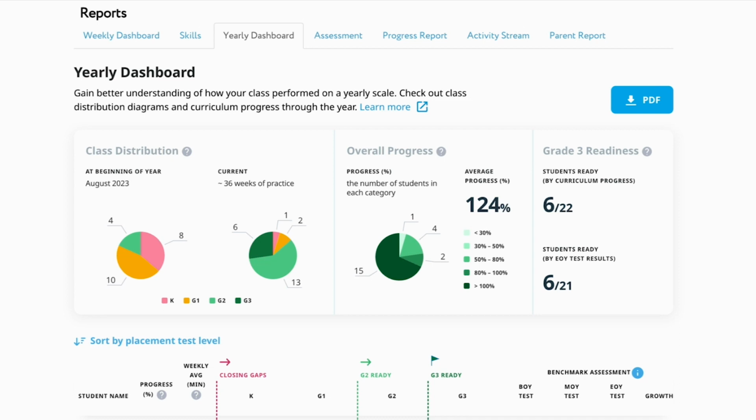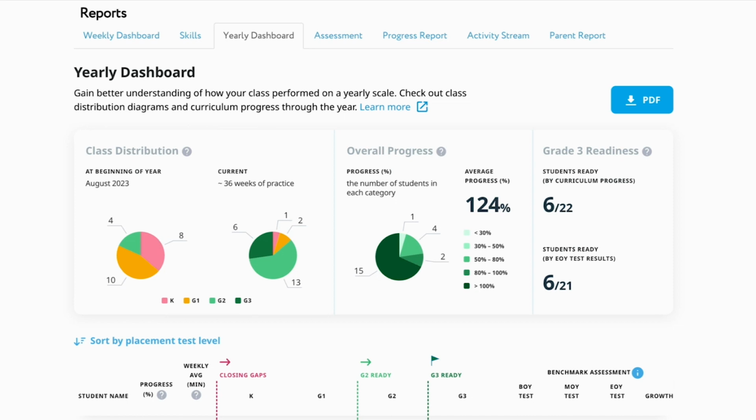Now let's take a closer look at their current placement after about 36 weeks of practice. You can see that most of the students have moved further in the curriculum. There is only one student left in the far below grade level segment. 2 students are still one grade level below. 13 students are now on grade level, and 6 students are in the exceeding grade level segment.